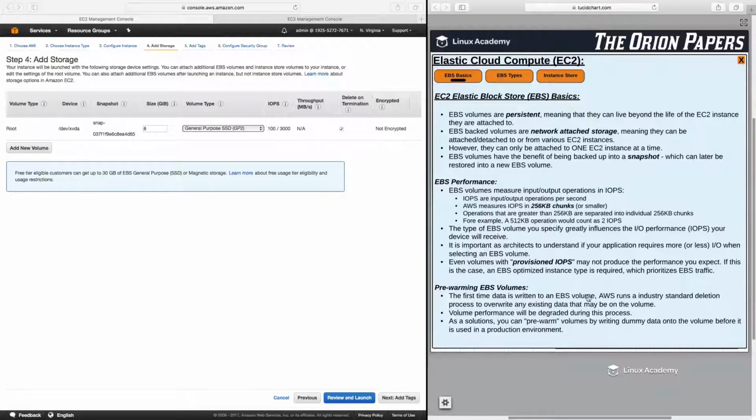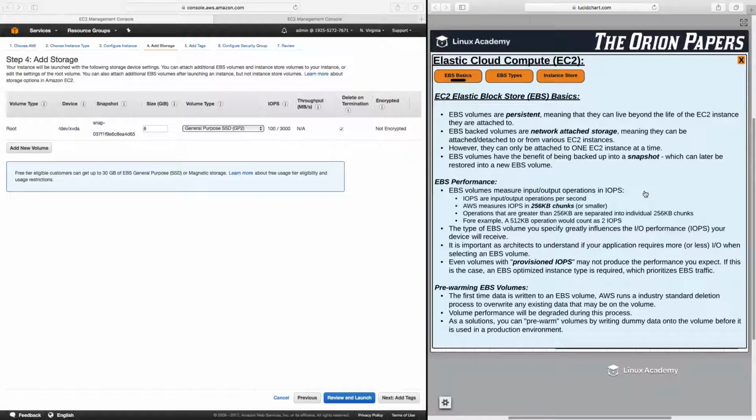So now let's talk about EBS performance. And this is something where we start to get a little more technical than we have been. So we'll walk through this a little slowly, but it is very important to understand. And that is that EBS volumes measure input and output operations in something called IOPS. Now, IOPS are input-output operations per second. So this is basically how fast data can be moved in and out of the storage volume. So this will directly affect the performance of this volume and therefore the instance, and then therefore your application.